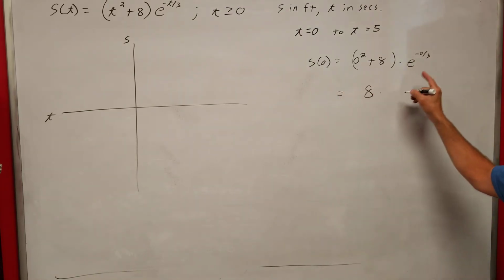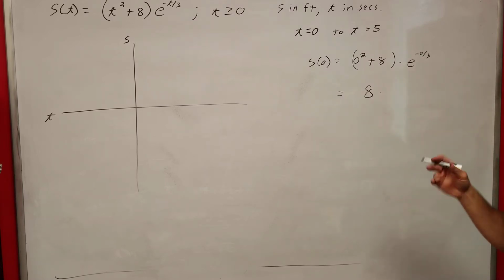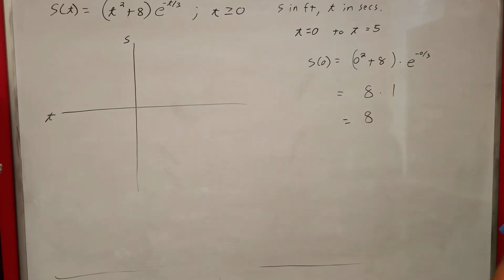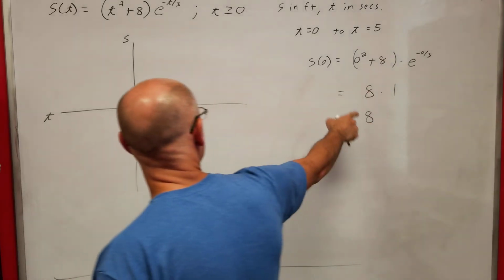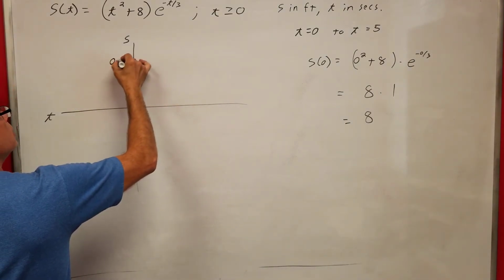Well, that gives me 8 times, what's any number to the 0 exponent? What's that? 1? That gives me 8. So that means at 0 seconds I'm at 8. The point is (0, 8).